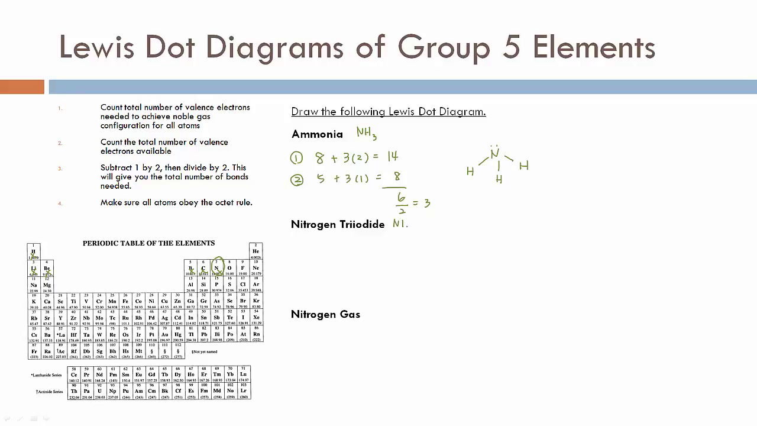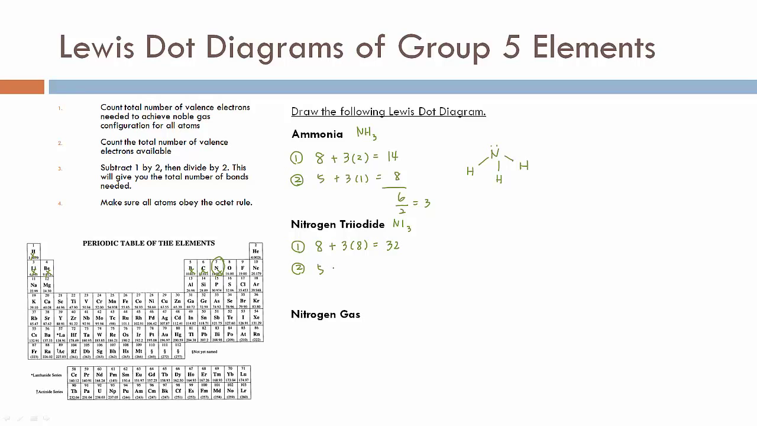The next example is nitrogen triiodide, NI3. Nitrogen would like 8 electrons to fill its valence shell. And each iodine would also like 8 electrons to fill its valence shell. So it would be 4 times 8, and that's 32 electrons. The second step is to determine how many valence electrons each of the atoms have.